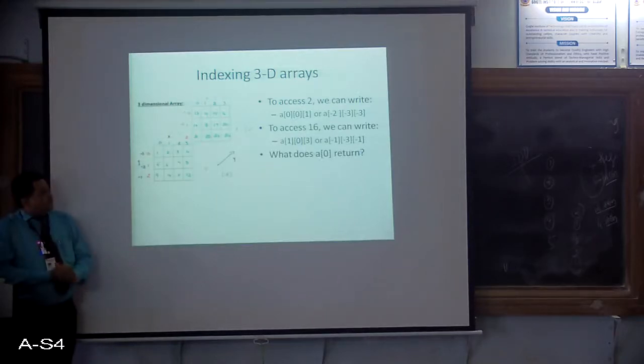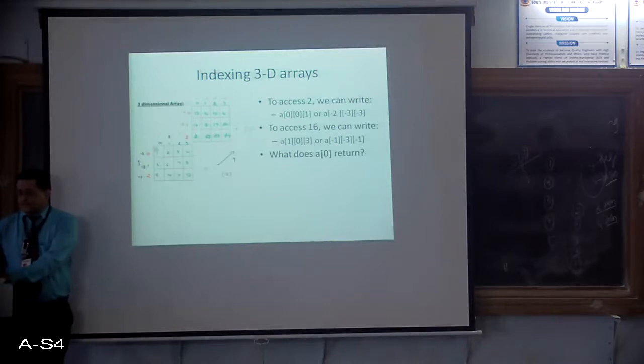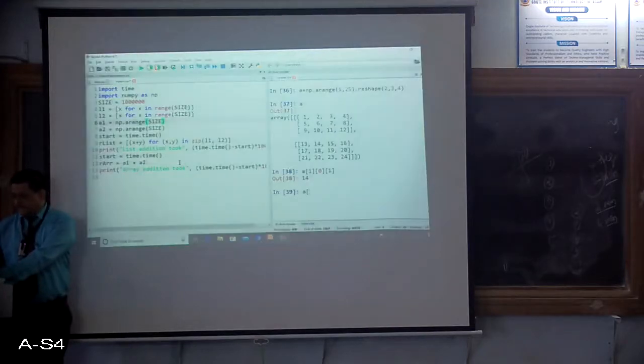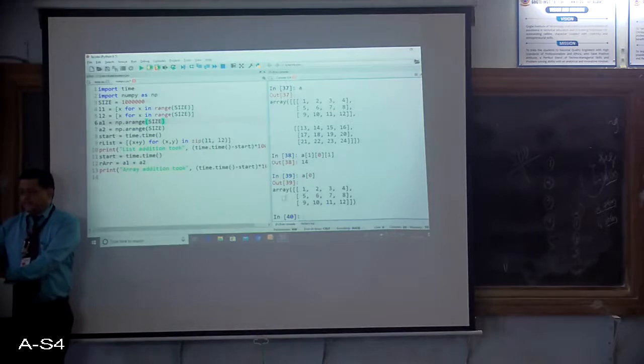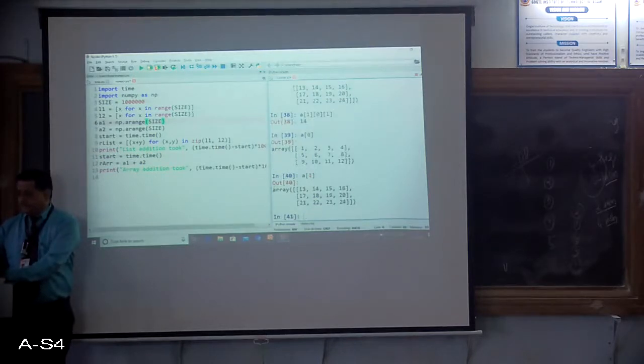Okay, what does A of 0 return? It will return this complete thing. That is, it will return the first two-dimensional array contained in the three-dimensional array. Look at this. This will return me the first two-dimensional array. A of 1 returns me the second two-dimensional array.